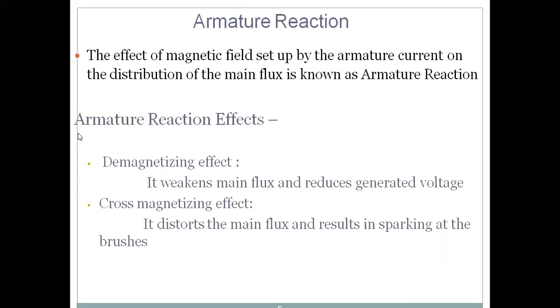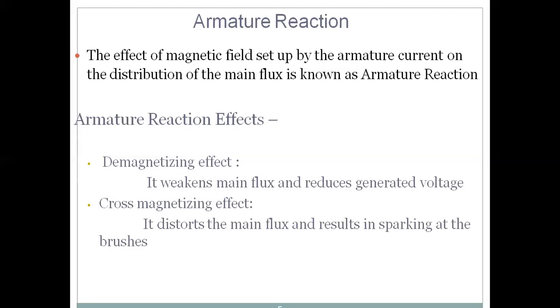But the effect coming from the armature current, one of the effects, is the demagnetizing effect. During the demagnetizing effect, it weakens the main flux. When the main flux weakens, the net amount of flux reduces, which in turn reduces the induced EMF. The other main effect of armature reaction is the cross magnetizing effect.